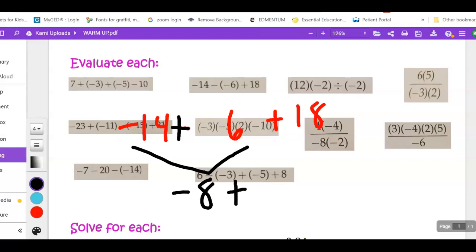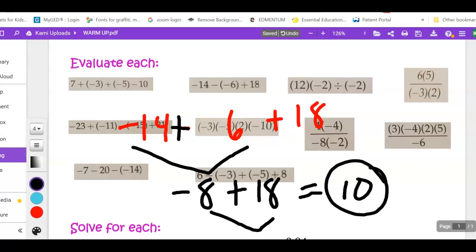Now I'm going to bring down the rest. Here we go. It's already an addition problem. Look again, I have a negative plus a positive. What do I do when I have a negative plus a positive? I'm going to subtract. Keep the sign of the larger digit. Which digit is larger, that 8 or that 18? The 18. So my answer will stay a +10.